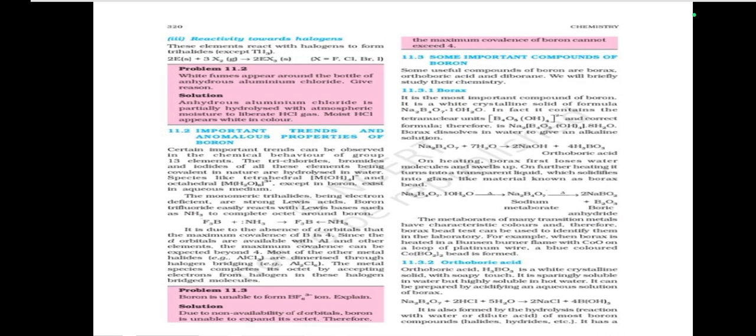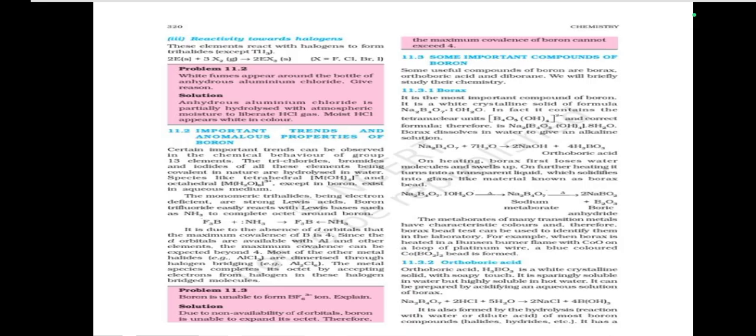Reactivity towards halogens. These elements react with halogens to form trihalides, except TlI3. Problem 11.2. White fumes appear around the bottle of anhydrous aluminum chloride. Give reason. Solution. Anhydrous aluminum chloride is partially hydrolyzed with atmospheric moisture to liberate HCl gas. Moist HCl appears white in color.